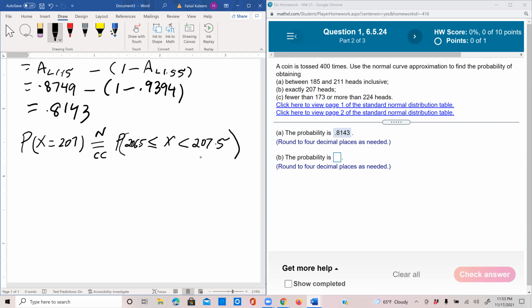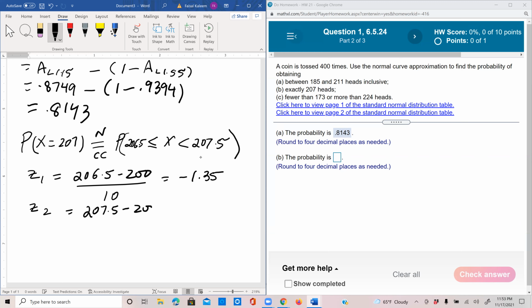When you're rounding to the integer, we need to change these into z-scores. Z1 equals 206.5 minus the mean of 200 over the standard deviation. So that's negative 13.5, so negative 1.35. And then Z2 is 207.5 minus 200 over 10 equals negative 1.25. And we need the probability Z is between negative 1.35 and less than negative 1.25.